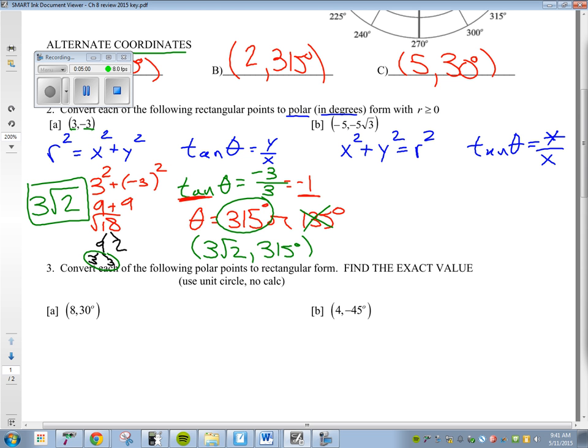Let's do the second one. X squared plus y squared equals r squared again. So 5 squared, I know it's negative, but it's not going to matter because I'm squaring it. 5 radical 3 squared equals r squared. 25. What about 5 radical 3 squared, Alex? What's 5 radical 3 squared going to get me?